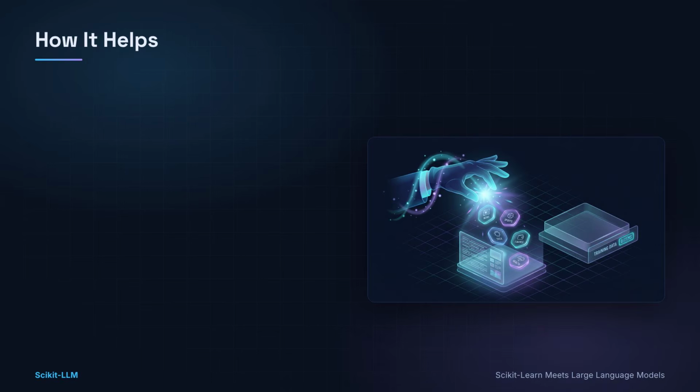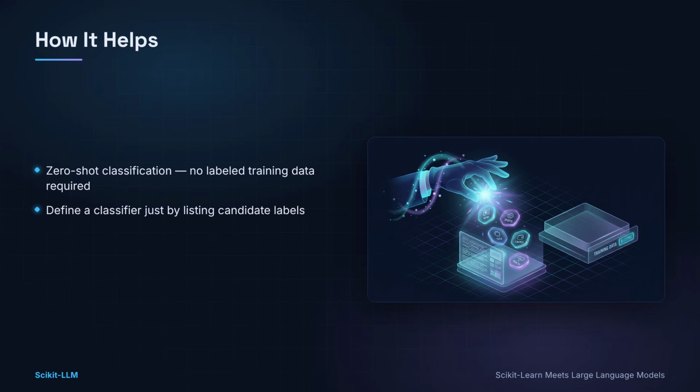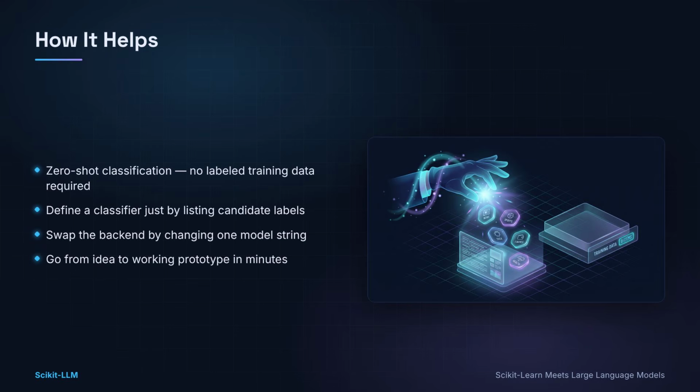Here's how it actually helps you. With zero-shot classification, you need no labeled training data at all. You define a classifier simply by listing the candidate labels, and the language model does the reasoning. Want a different engine? Change a single model string. You can go from idea to working prototype in just minutes.